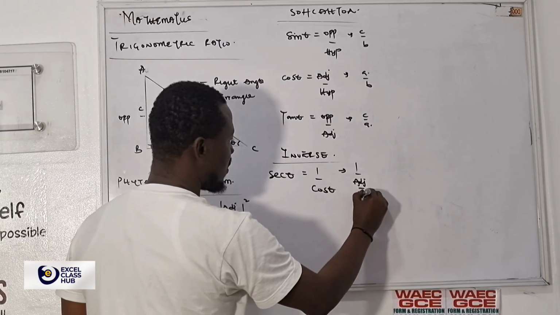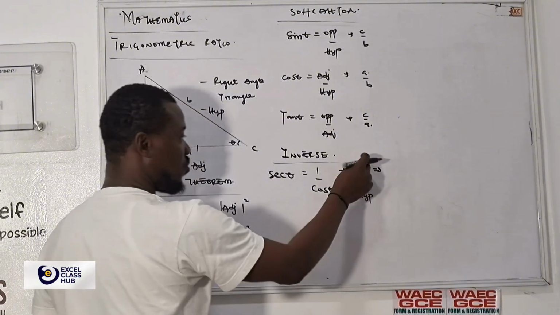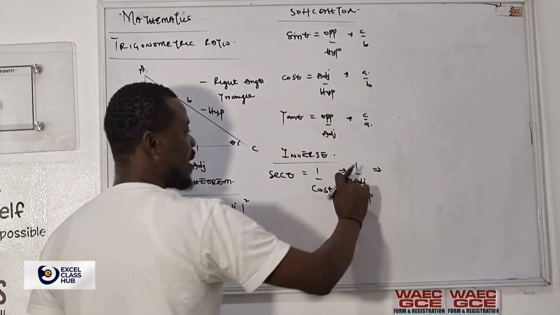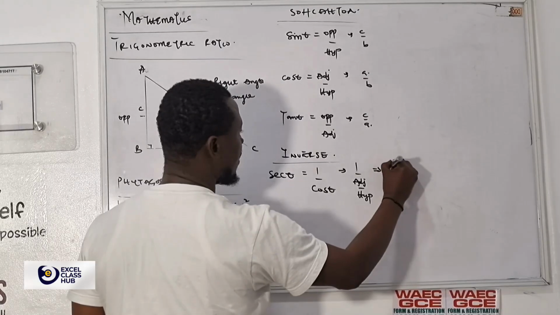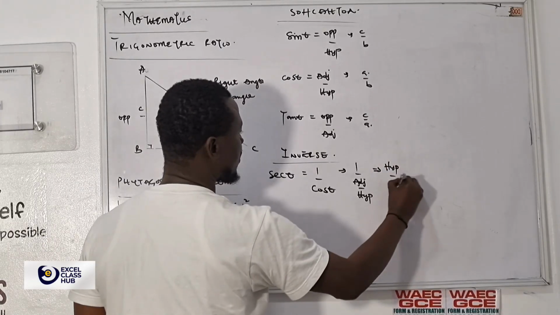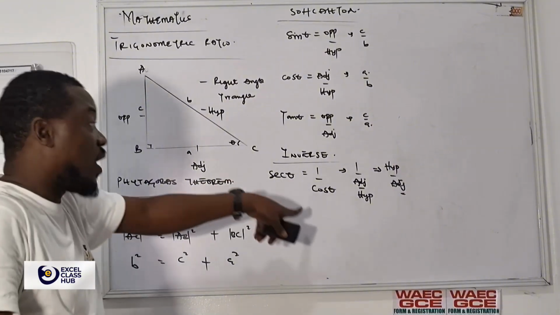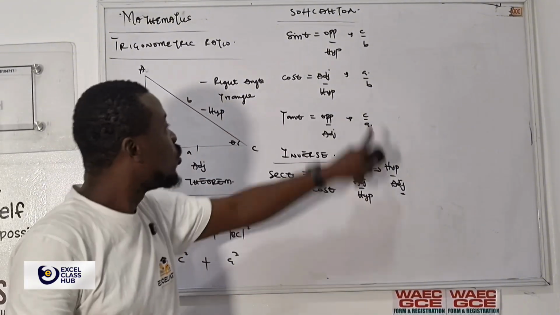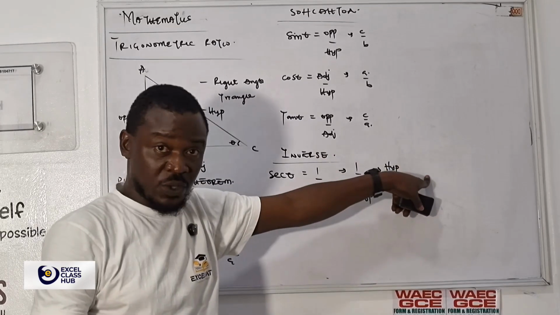Adjacent over what? Hypotenuse. So your final answer, if I want to remove the one, hypotenuse will go up, adjacent will come down. So this one will not be there. Your final answer will be hypotenuse over adjacent, which is your value for sec theta. So in a nutshell, for sec theta in alphabet, your answer should be B over A. Are you with me?